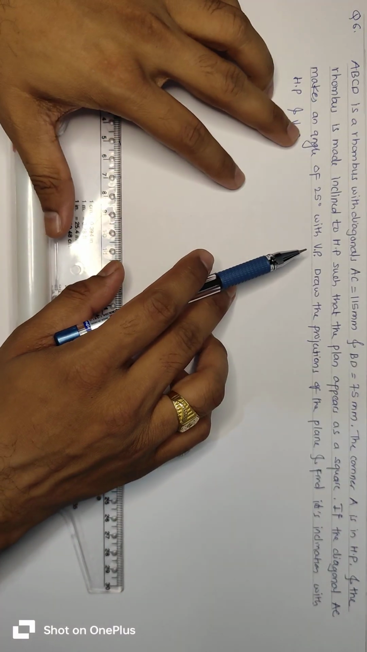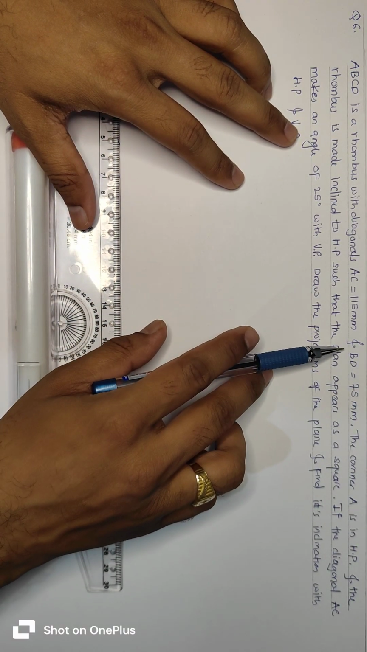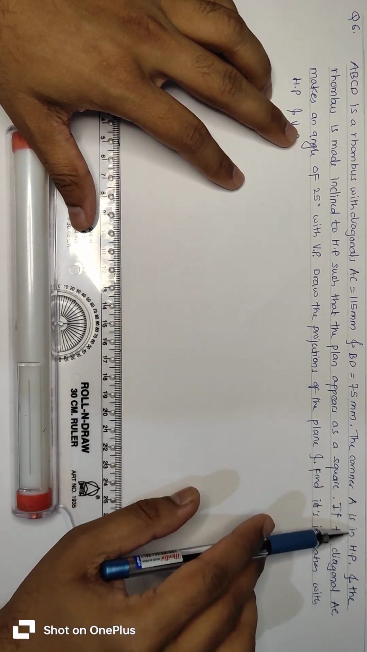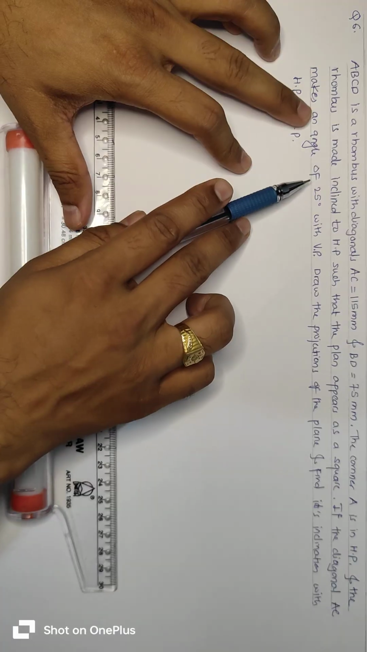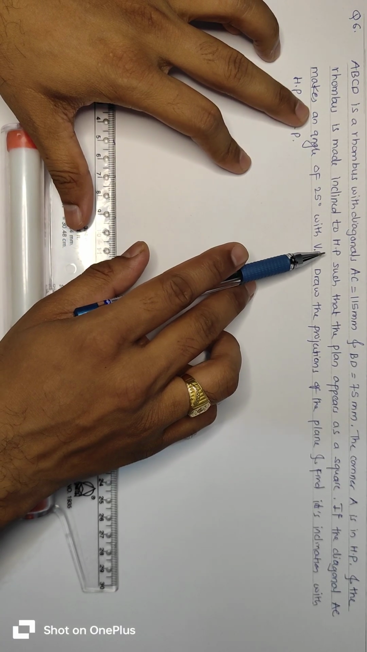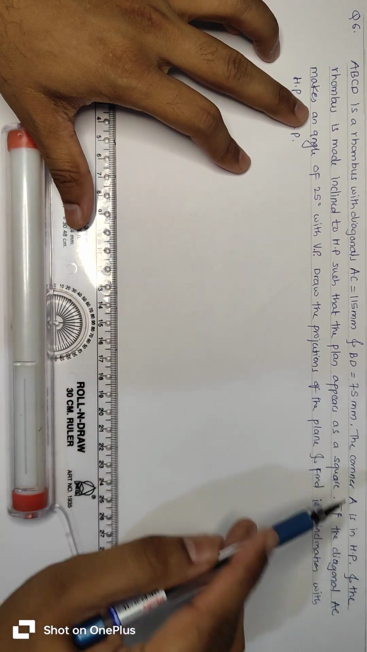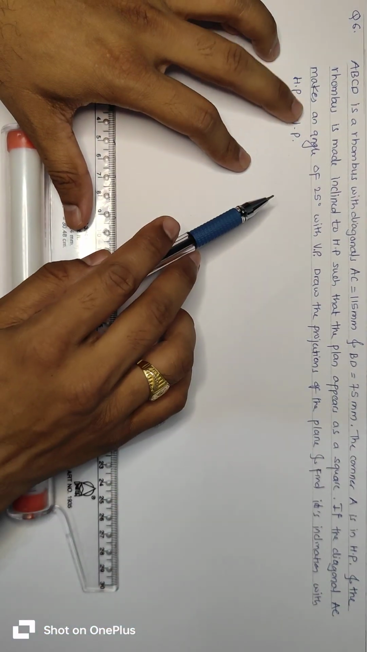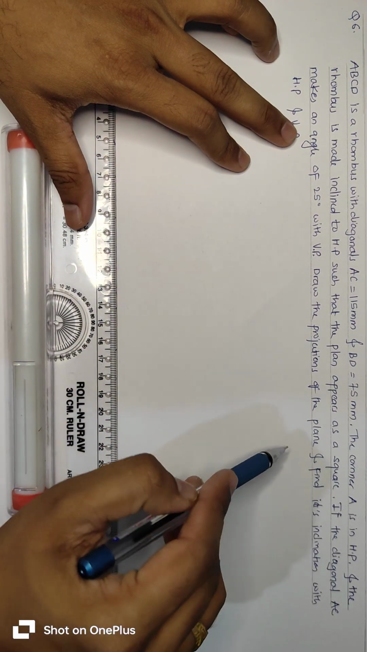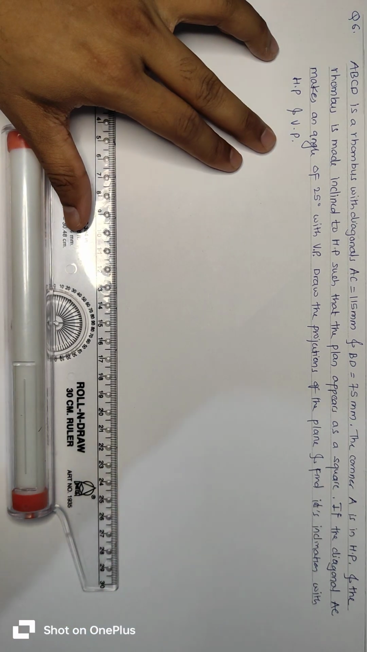ABCD is a rhombus with diagonal AC 115 mm and diagonal BD 75 mm. The corner A is in HP and the rhombus is made inclined to HP, that is, angle theta is given such that the plan appears as a square. If the diagonal AC makes an angle of 25 degree with VP, draw the projections of the plane and find its inclination with the HP and VP.